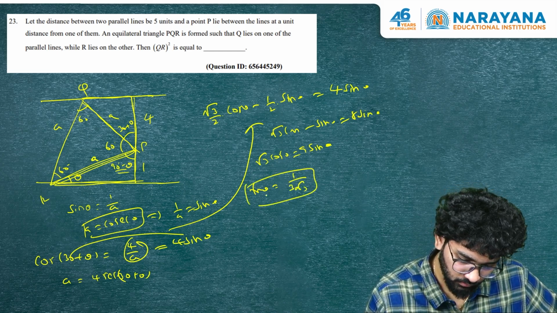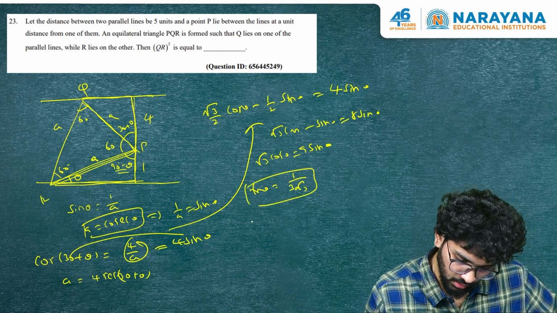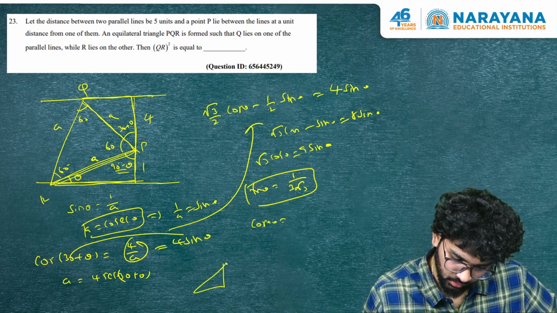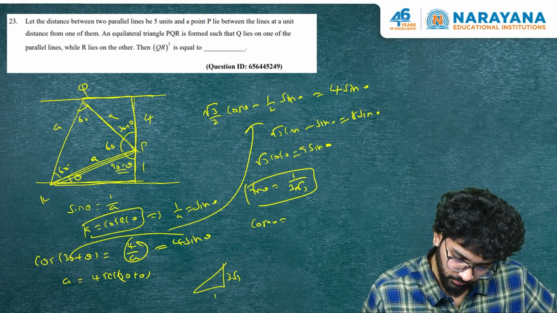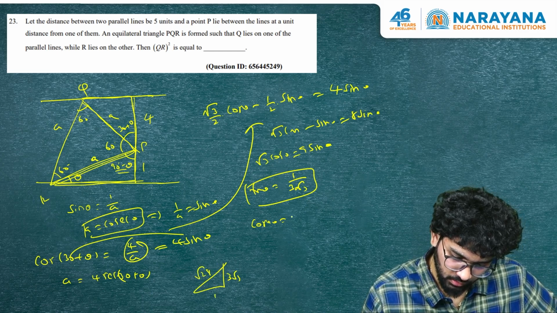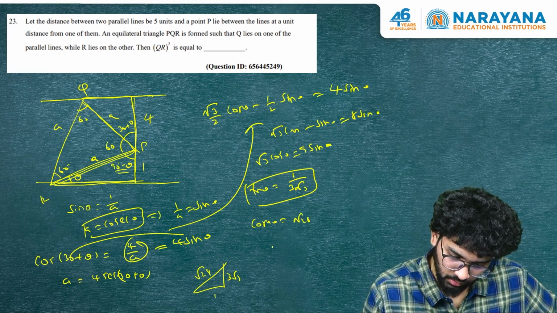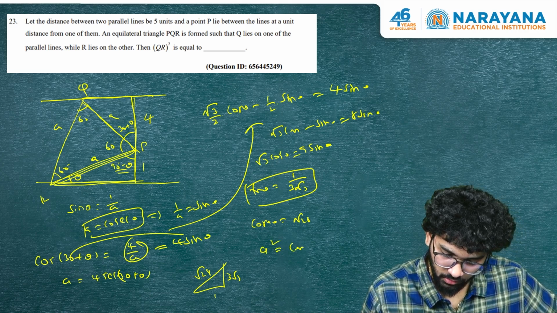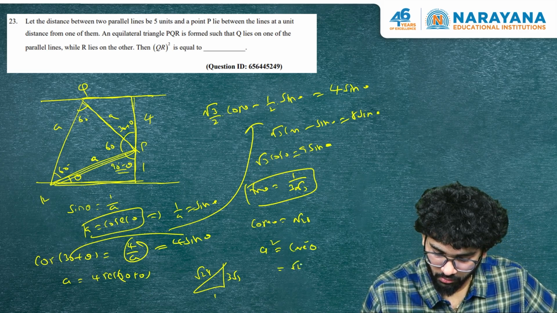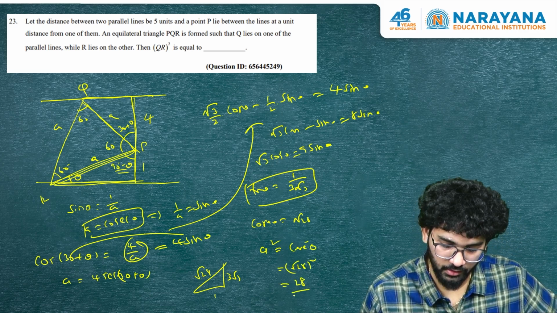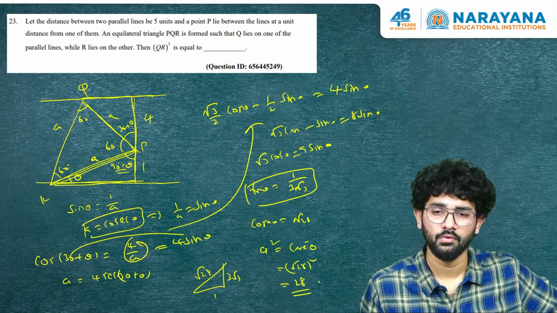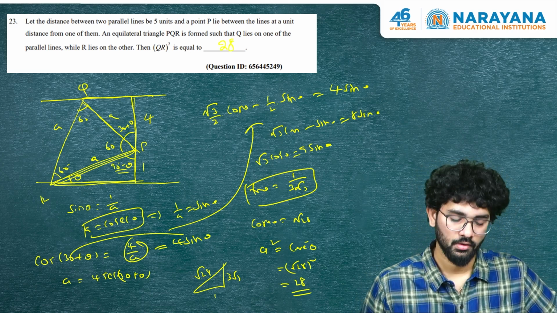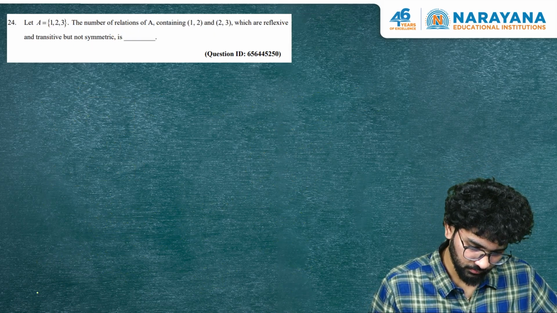Once you get tan theta equal to 1 by 3 root 3, you can find cosecant theta. Cosecant theta will be, if I am taking this, 3 root 3, 1. So this will be root 28. So cosecant theta is root 28. And A is equal to cosecant theta. It is asking A square. A square will be cosecant square theta, which will be root 28 whole square, 28. So the answer will be 28. So let's go for the next problem.